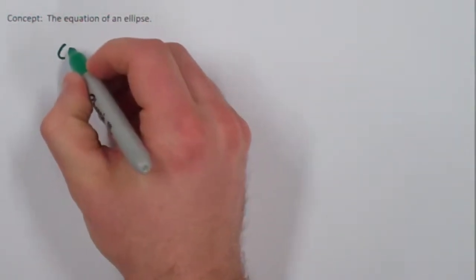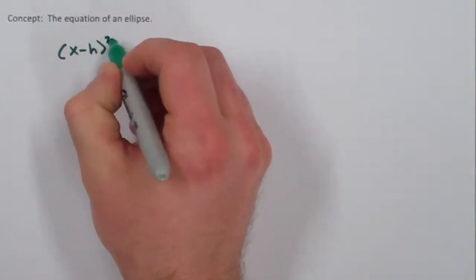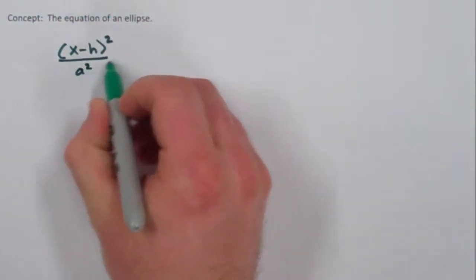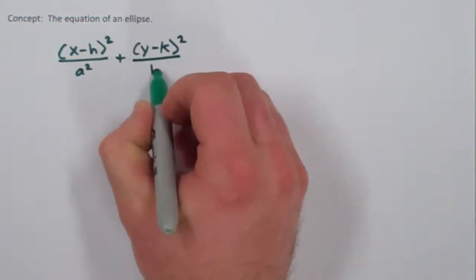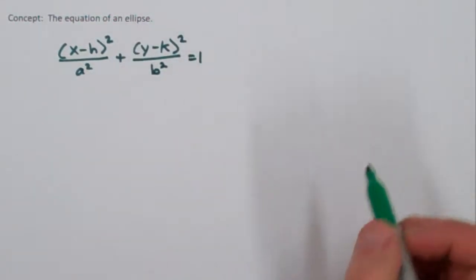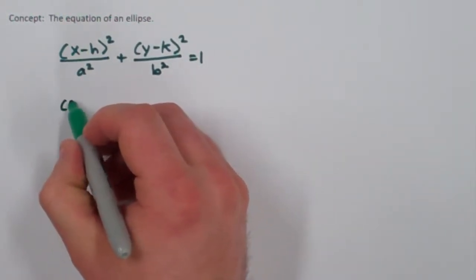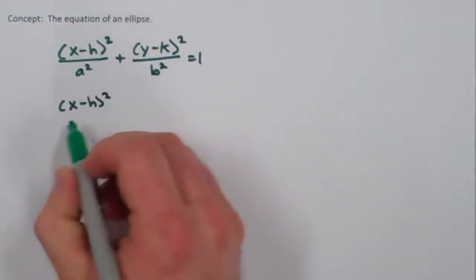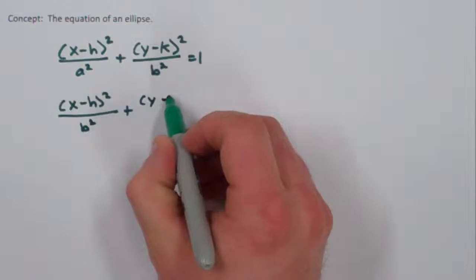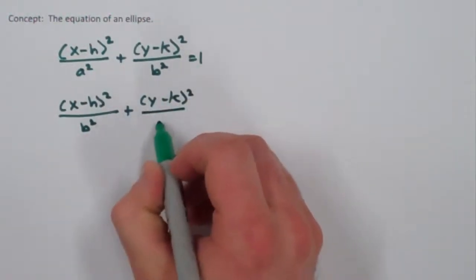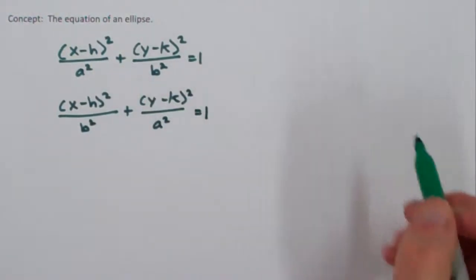In this concept video, we're going to be discussing the equation of an ellipse. So I'll give that to you right away here. The equation of an ellipse looks just like this. We've got x minus h quantity squared all over a squared plus y minus k squared all over b squared is equal to 1. Alternatively, we could have x minus h quantity squared all over b squared plus y minus k quantity squared all over a squared, and that will still be equal to 1.